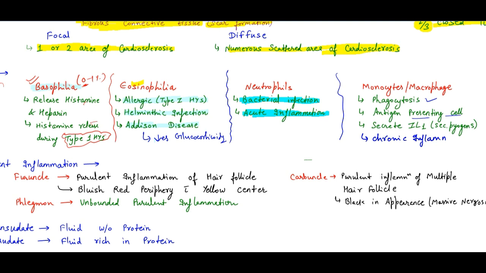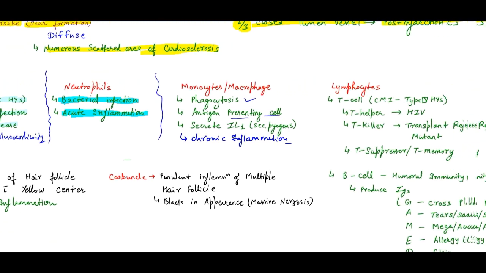Why are they antigen presenting cells? When an antigen comes, they will give the stimulus to the lymphocytes. First the macrophage will come, and they act as antigen presenting cells. They will present to the lymphocytes, and then the lymphocytes will come. That's why they are antigen presenting cells. Then there are lymphocytes.